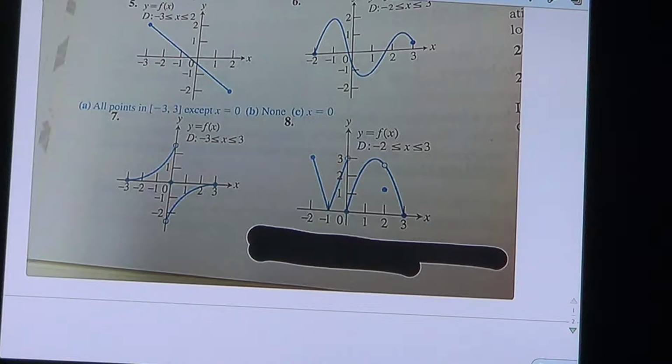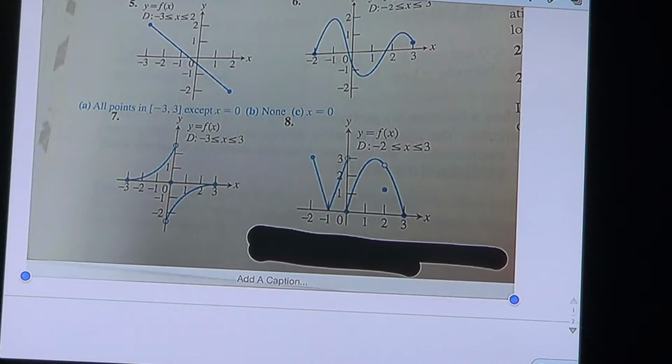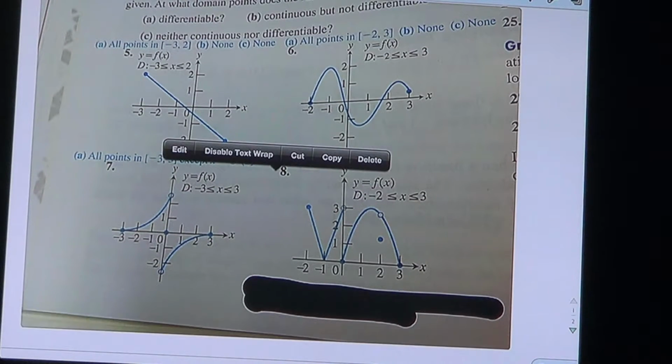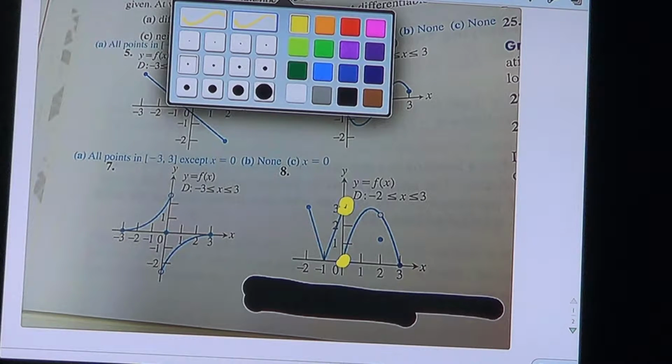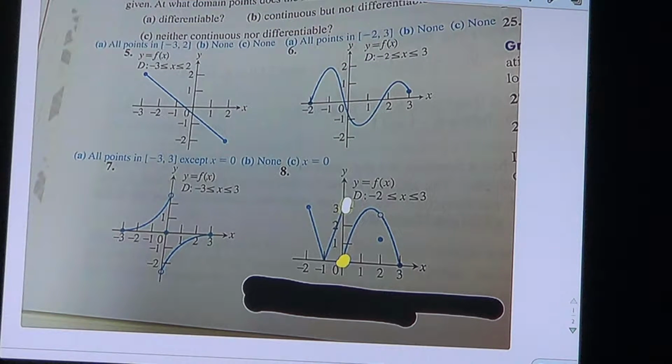0 and 0 is 1 because there's a hole here. The other 2, no. Because 0 is not continuous. If it's not continuous at a point, then you can't find the derivative of it.